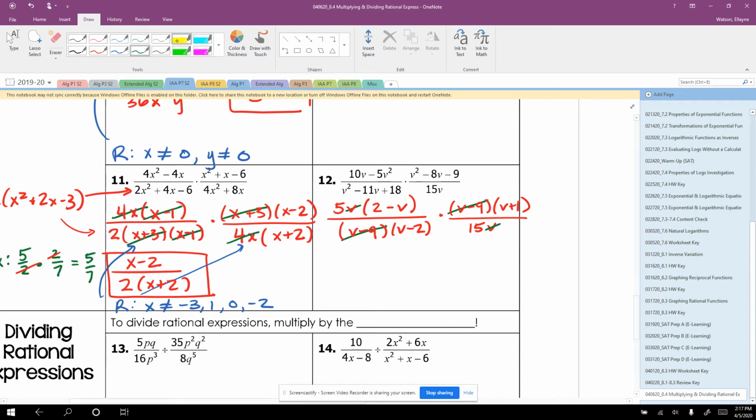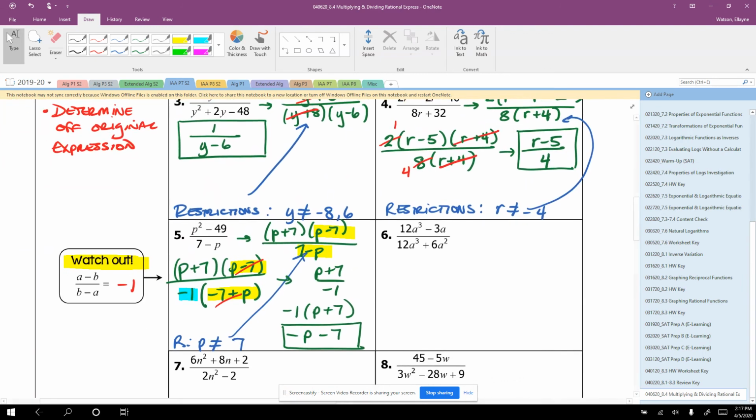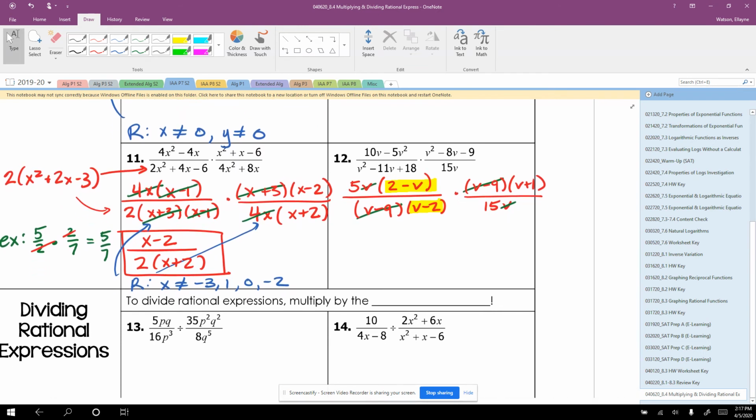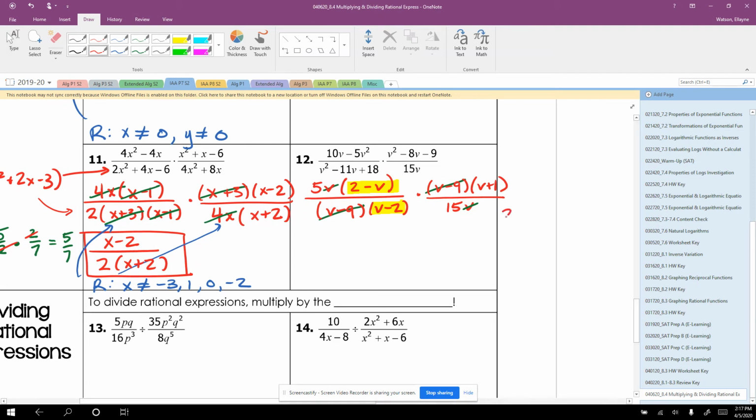Now, you may have noticed this. We have the situation that we had on the front page where these two are similar but just opposite signs. If you remember going back to the front page, I'm talking about this right here. A minus B divided by B minus A just equals -1. So you could go through and factor out the negative like I did in number 5 here, or you can just say, well, if I know that's true, that means what I highlighted in yellow here is equal to -1. 2 minus V over V minus 2 is just -1.